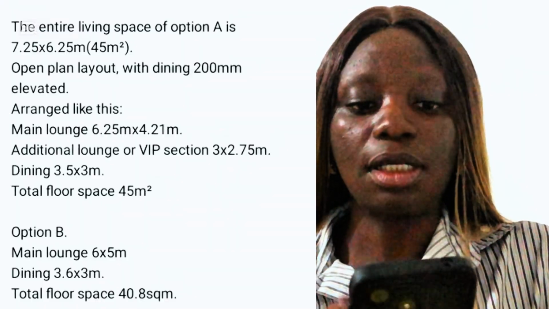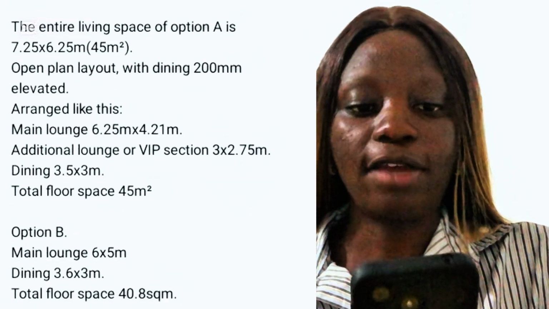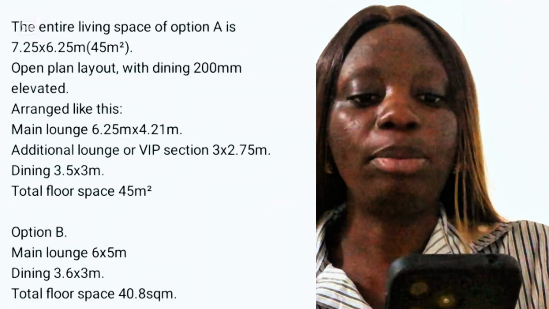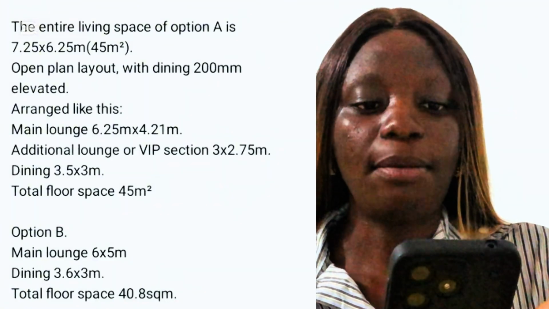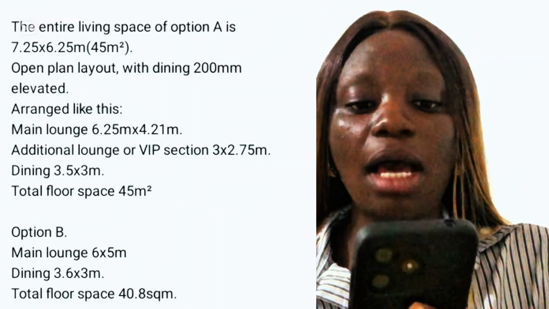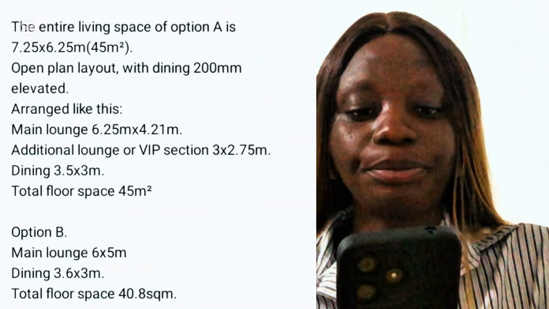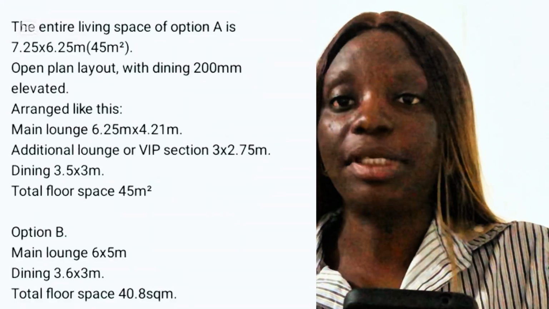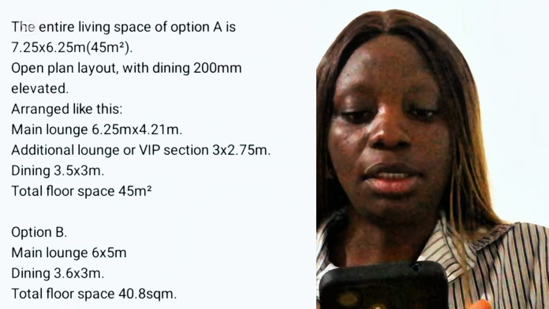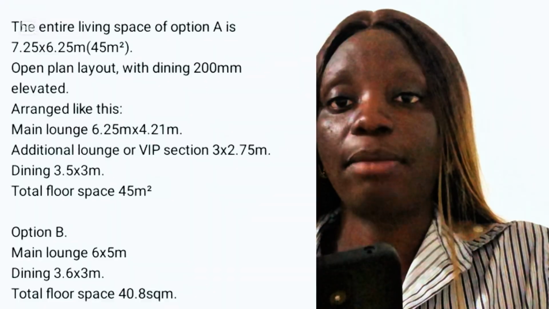It says that the entire living space of option A is 7.25 meter by 6.25 meter, 45 meter square. Open plan layout with dining. So now the arrangement is option A. The main lounge is 6.25 meter by 4.21 meter. Additional lounge or VIP section is 3 by 2.75 meter. The dining is 3.5 meter by 3 meter. Total floor space is 45 meter square.